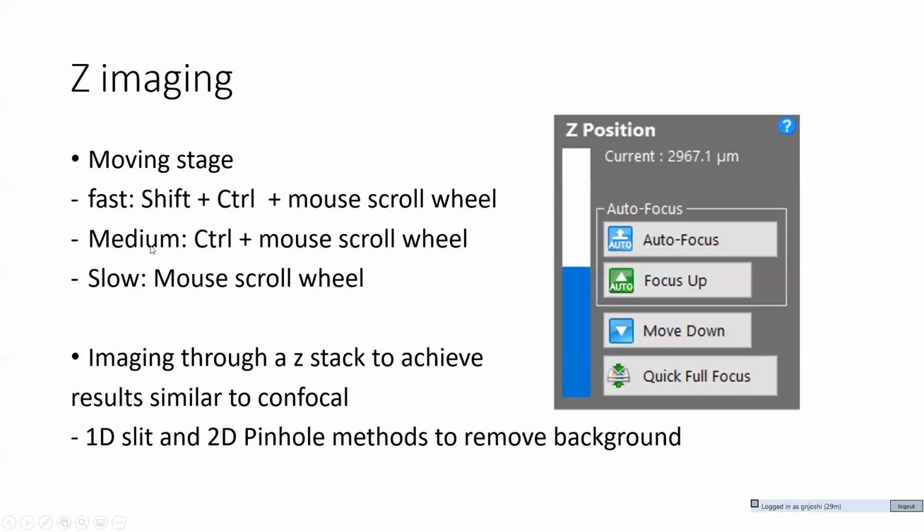And this is not a confocal microscope, it's an epifluorescence microscope. Now, one of the drawbacks of an epifluorescence microscope is that it gives you a lot of background because it's imaging through the entire depth of the specimen and not at a particular position. Now, confocal removes that by using a pinhole. However, this system has got two different hardware and software adjustments. One is a 1D slit and second is a 2D pinhole method, which also helps in removing background.